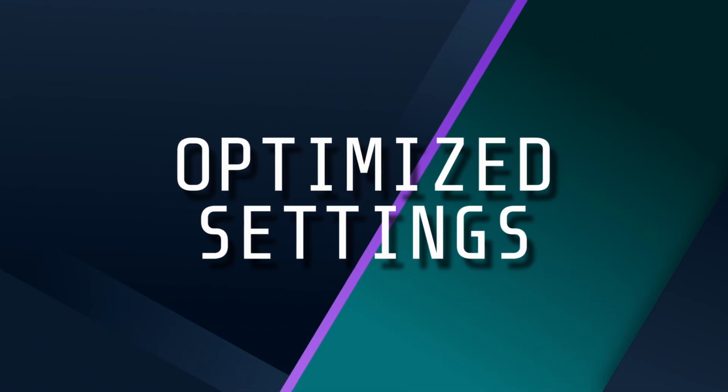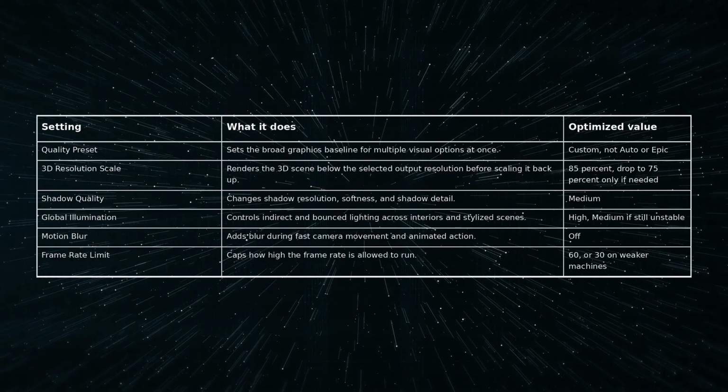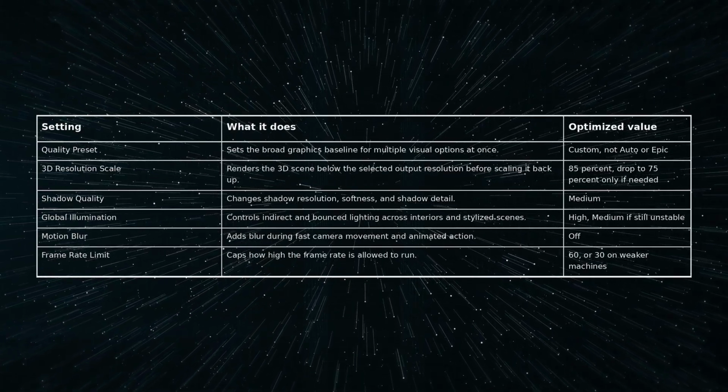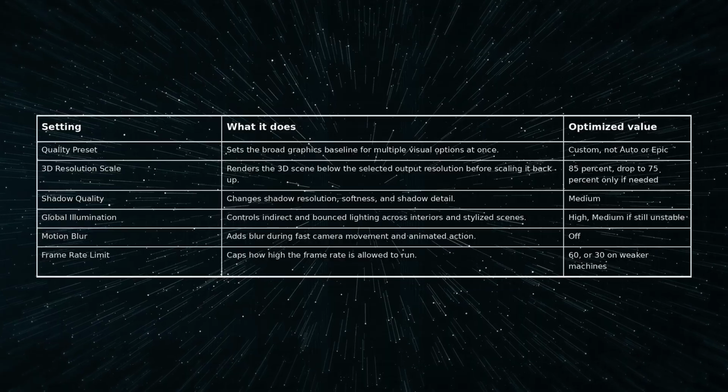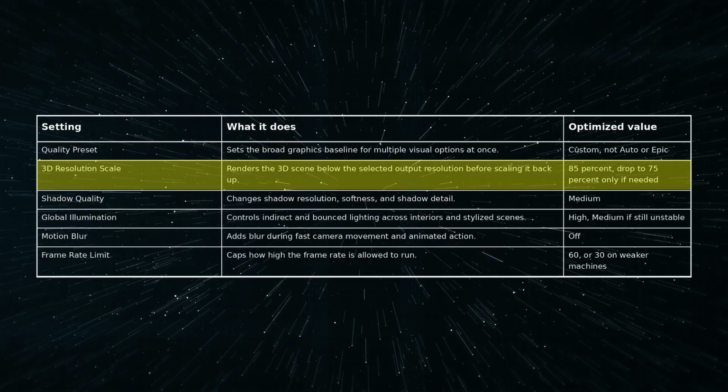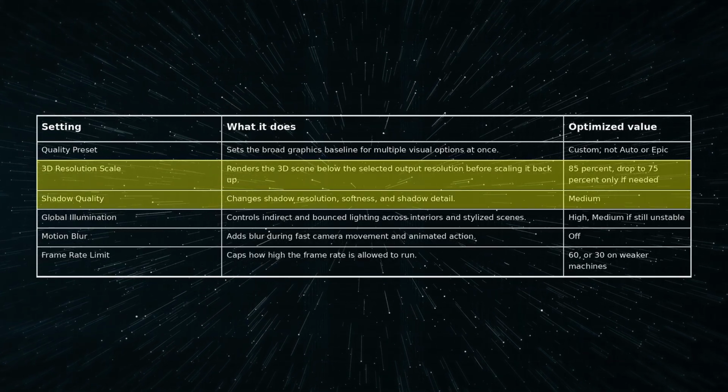Now here are some in-game settings adjustments to help you improve the game's performance if you are playing it locally. These tweaks can also help you lower image compression if you are streaming it through the cloud. For Mixtape, start with 3D resolution scale at 85%, shadows on medium, and motion blur off.